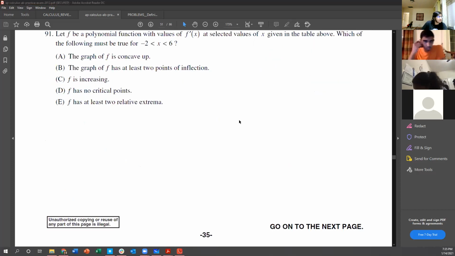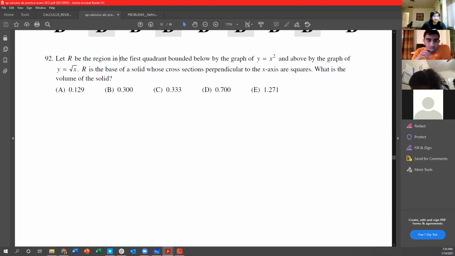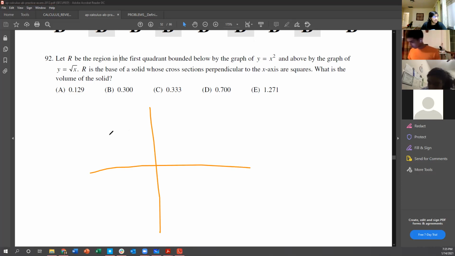Okay. Cool. So let R be the region in the first quadrant. This is all going to be a calculator question. But first, it's good to have a visual for this, because you want to draw that out first. R is the region in the first quadrant bounded below by the graph of y equals x squared and the graph of y equals square root x. So this is what it'll look like, right?